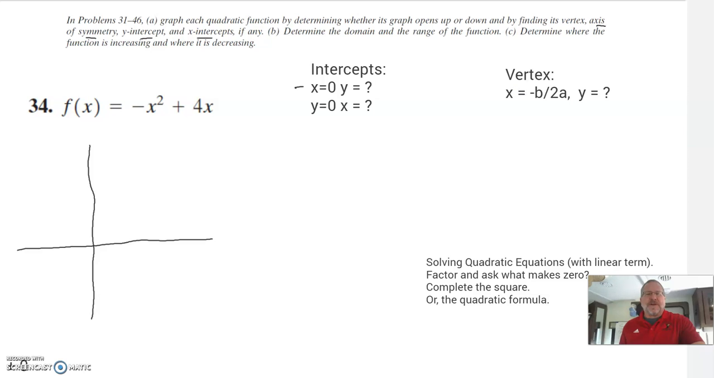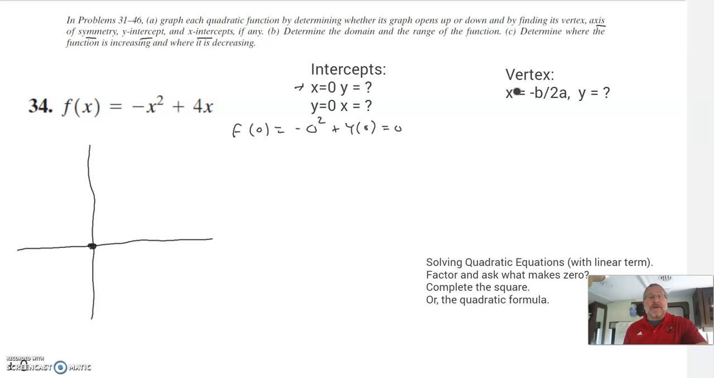This is review. If I want to get the y-intercept, I make x 0. So if I do x 0, that's basically f of 0. F of 0 is, looks like if I plug in the equation, minus 0 squared plus 4 times 0, I think we get 0. Okay, we have an intercept at (0, 0).